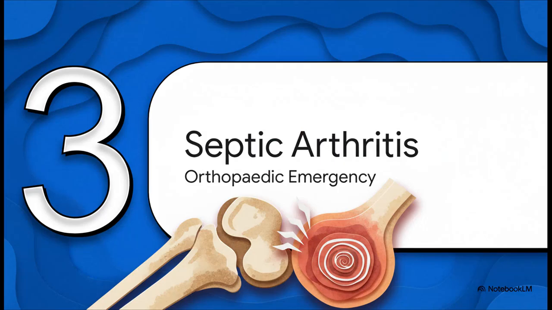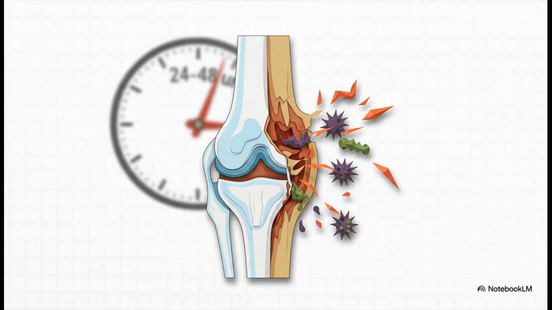All right, let's switch gears and talk about septic arthritis. We're moving from an infection in the bone to an infection in the joint. And I want to be really clear here. This isn't just serious. This is a true orthopedic emergency. We are on the clock and every single hour matters. So why is it such an emergency? Why the massive rush? Because that articular cartilage, the smooth, gliding surface of the joint, is incredibly vulnerable.